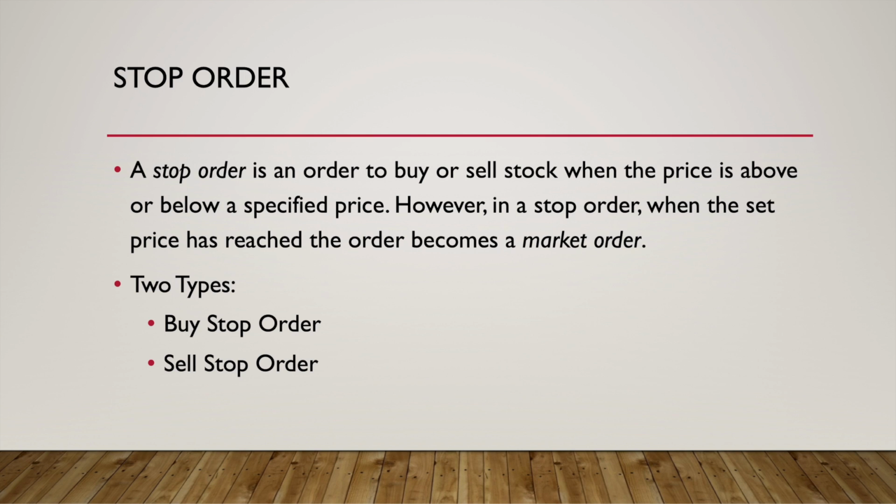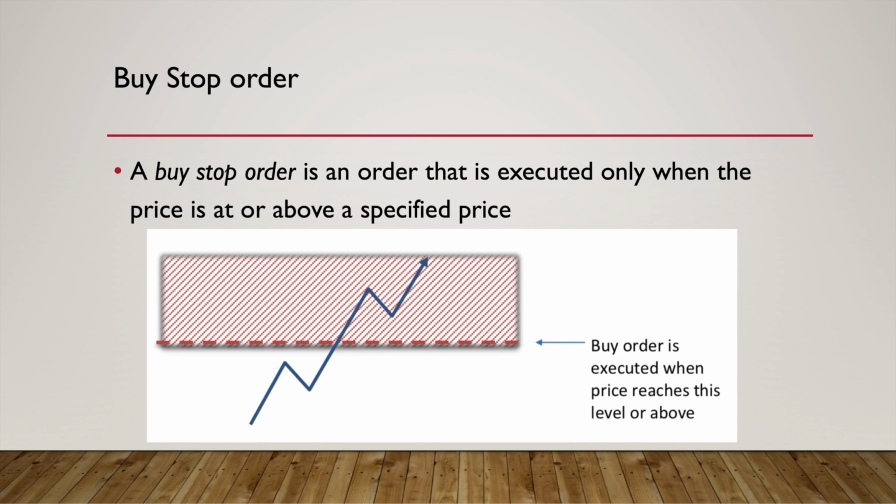There are two types of stop orders as well: the buy stop order and the sell stop order. Let's look at an example. A buy stop order is an order that is executed only when the price is at or above a specified price. So for example, if you want to enter above a resistance level or above a reversal candlestick, you would place the buy stop order at a price above that point, and if the price reaches that level, the order would turn into a market order, guaranteeing an execution.